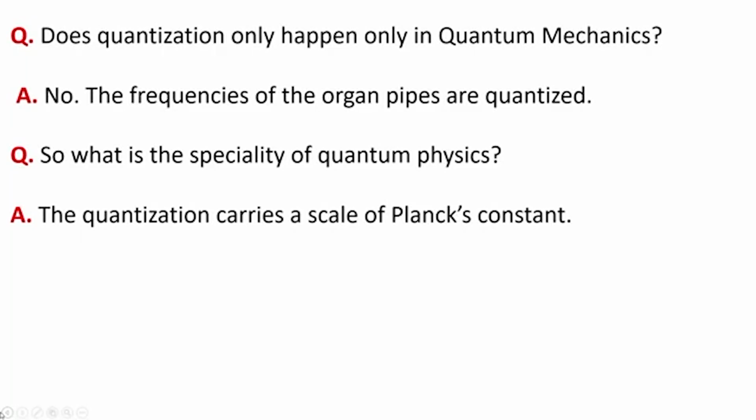So, one gets quantization there, but what is a speciality of the quantization that we are going to see in quantum mechanics? The speciality is that the quantization carries a scale of Planck's constant, which we write as either h or h cross. So, this is something new. All these other things that we have talked about, like the frequencies of these organ pipes, are not quantized in the scale of h or h cross.